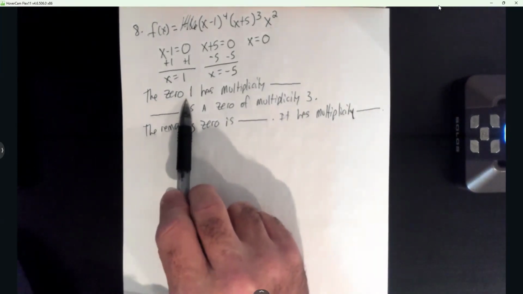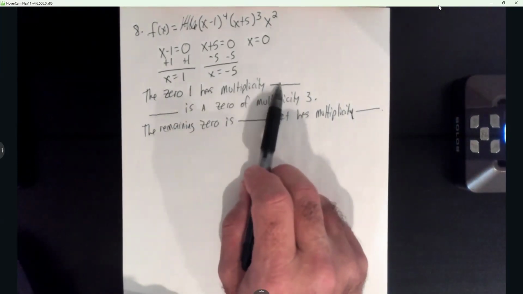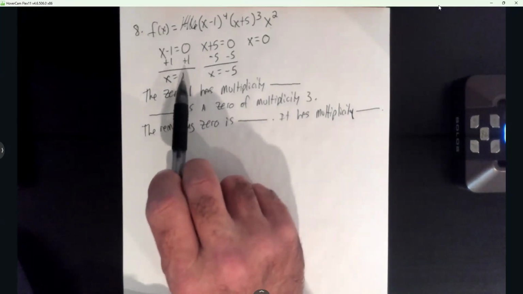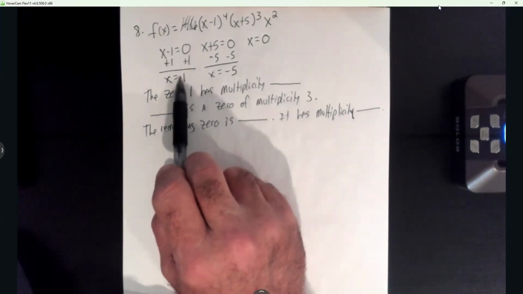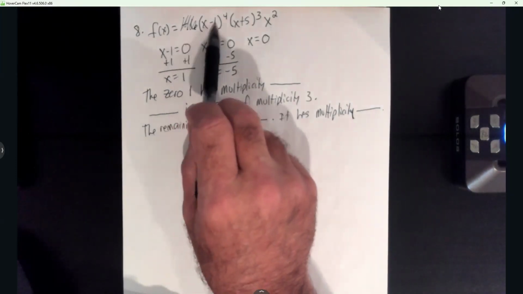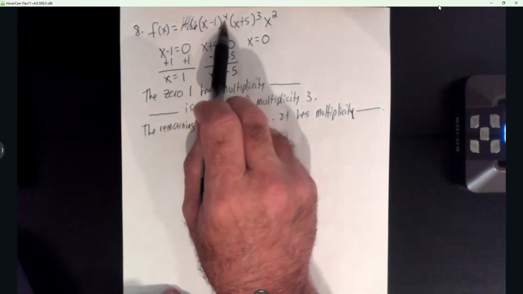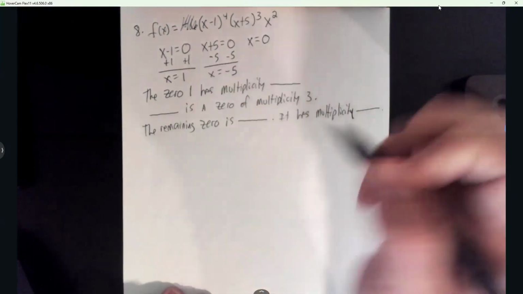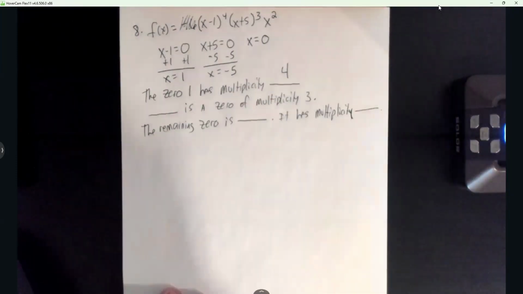The 0, 1 has multiplicity blank. Well, here's where we got the 1 at. And Julie, y'all are quick. You and Jesselyn quick. Because that came from the x minus 1 factor, and it had a multiplicity of 4. All right, good job, y'all.